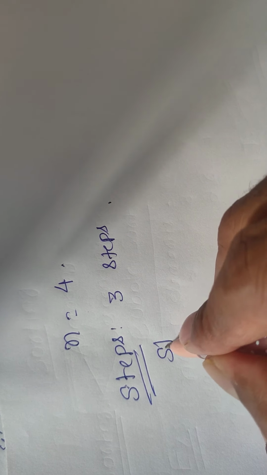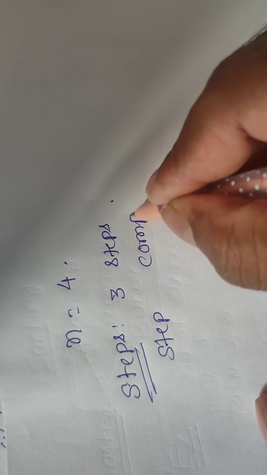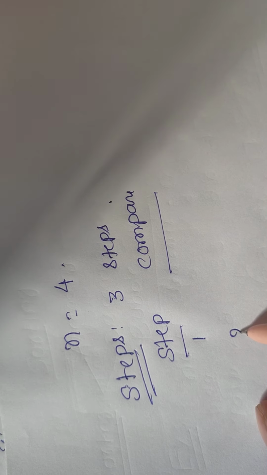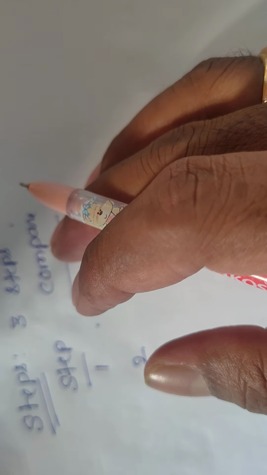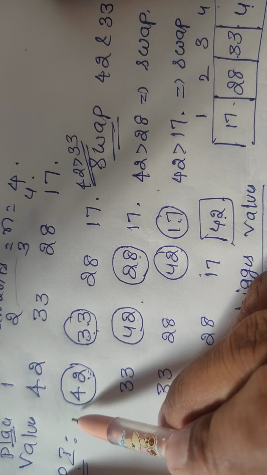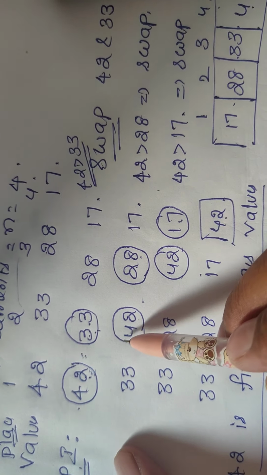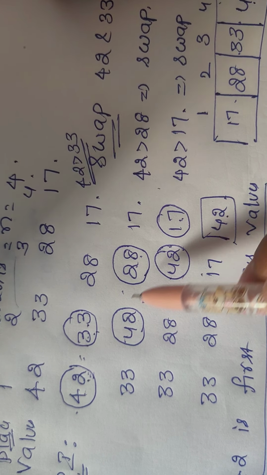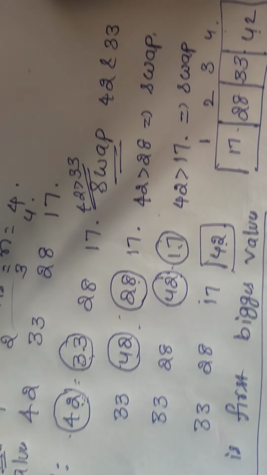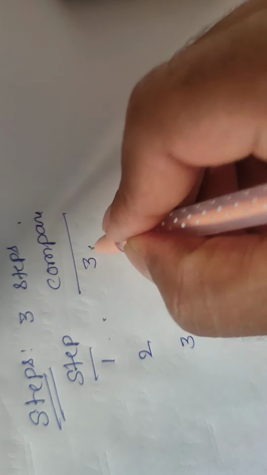So each step, how many comparisons? That's why we will go to the step and comparisons. Here in first step, second step, third step, there are only 3 steps. In the first step, there is a comparison of 42 with 33. This is the first comparison, this is the second comparison, this is the third comparison. So totally in the first step, how many comparisons? 1, 2, 3. So there are only 3 comparisons.